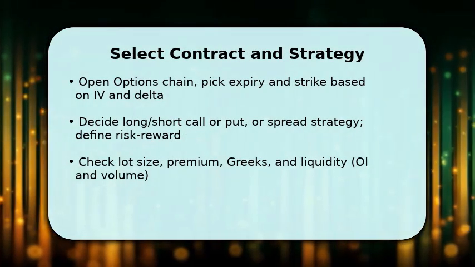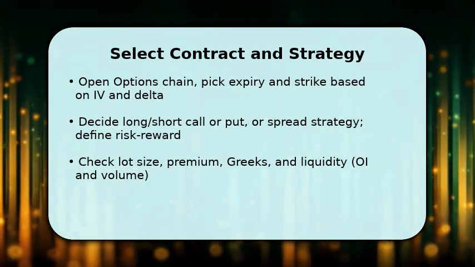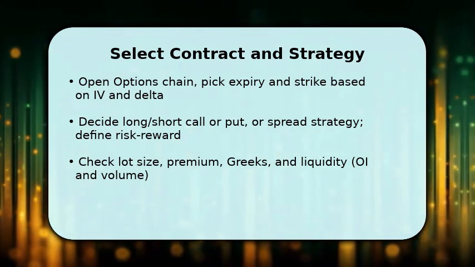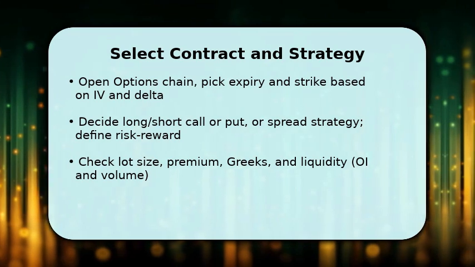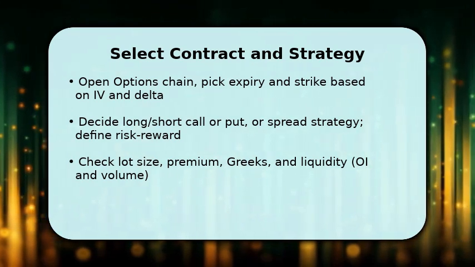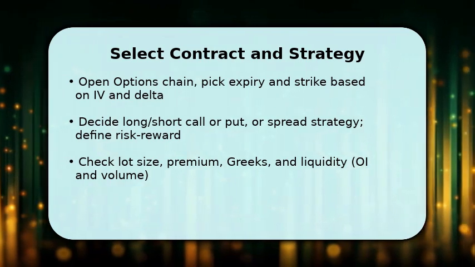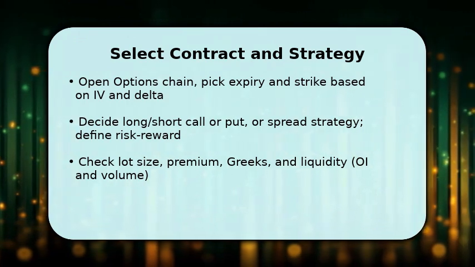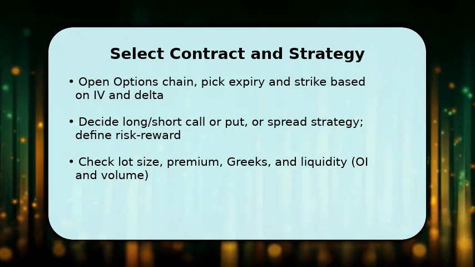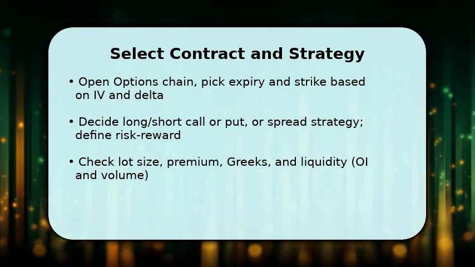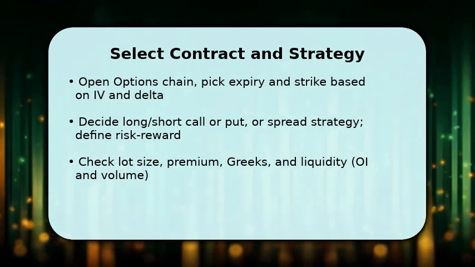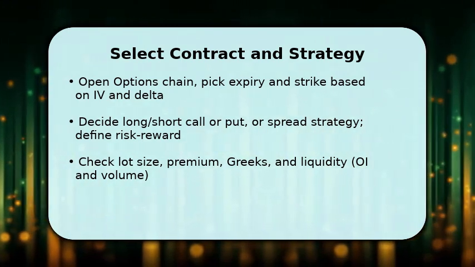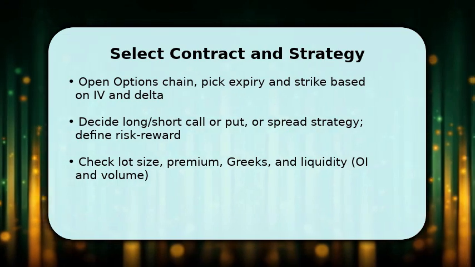You next open the options chain, select the expiry and strike by comparing implied volatility, delta, and recent price action. This is where your thesis becomes concrete. Once chosen, decide whether to buy or sell calls or puts, or implement a spread for defined risk. Articulate target price and stop loss to maintain discipline. Make sure you confirm lot size, premium outlay, and Greeks, and check liquidity via open interest and volume, so orders execute cleanly at acceptable spreads.